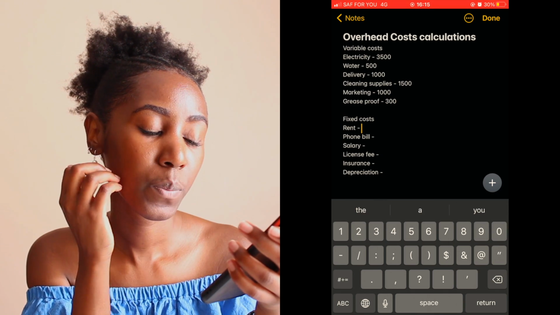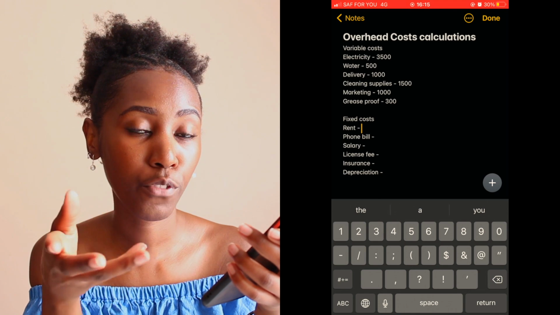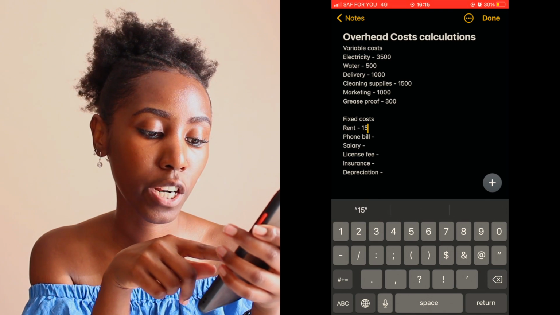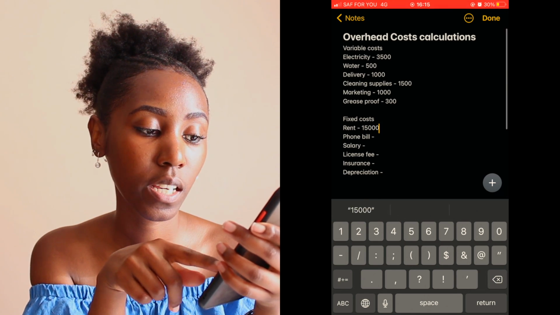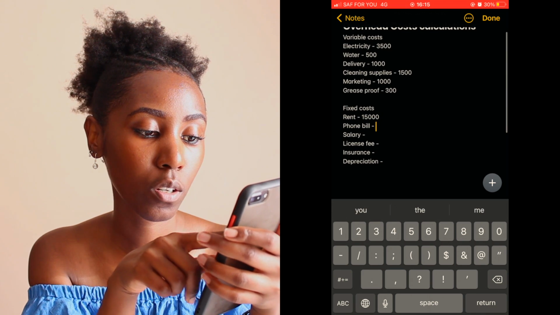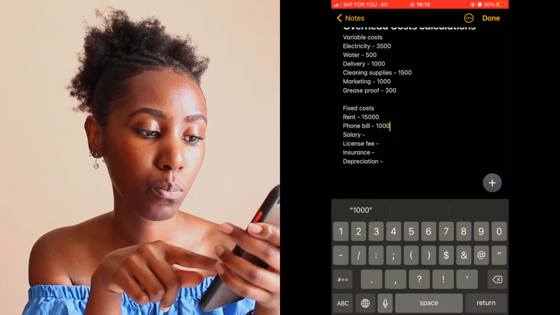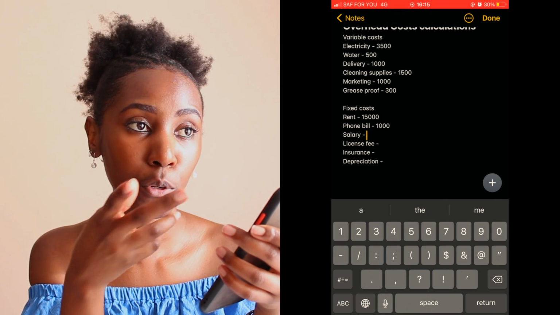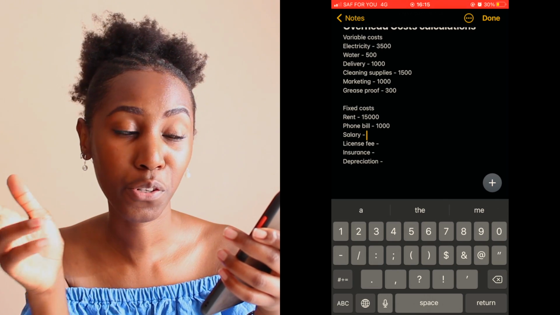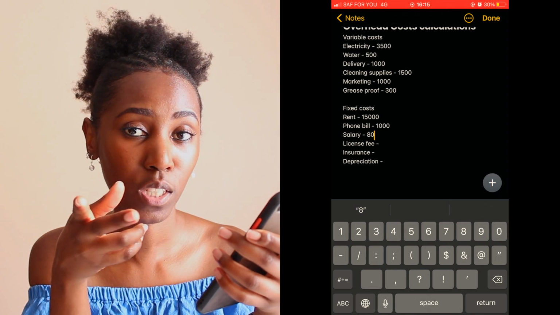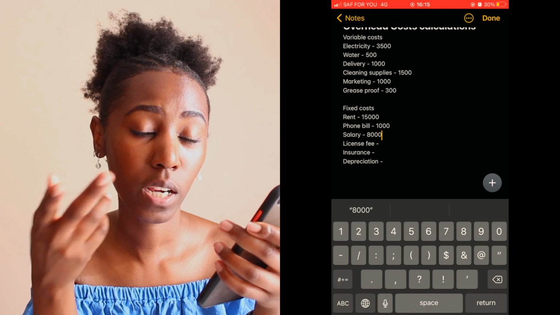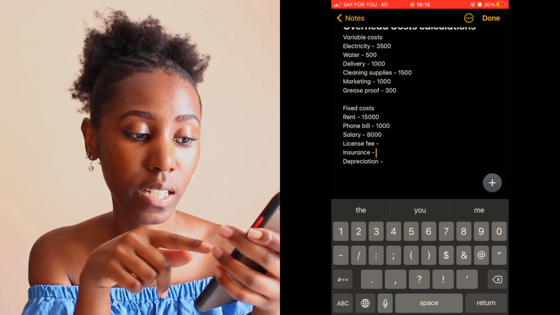And then we have our rent, our fixed costs, maybe a rent of 15k a month, a phone bill of 1,000 bob a month. Maybe we have someone who comes to clean once or twice a week and we give them 2,000 bob a week. So that comes to roughly 8,000 shillings a month.